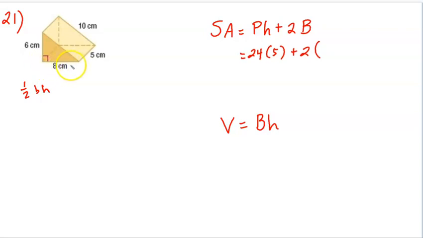You could think of base as 8, height as 6, but it's going to come out the same way either way if you get them switched. So that's going to be 1/2 of 48, which is 24. All right, so let's see what we got. 24 times 5 and 24 times 2. And that is 168 square centimeters.